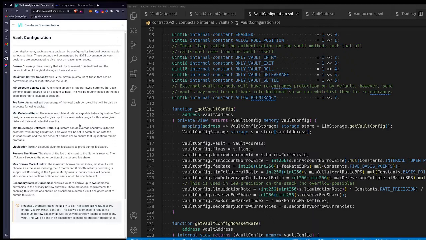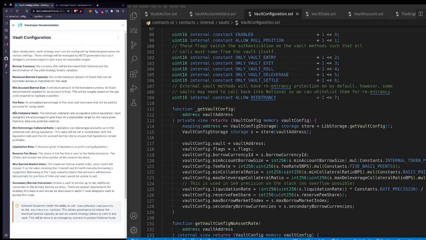When vaults borrow, they will borrow at the Notional market interest rates for a particular maturity, but they will also pay an additional fee, which will be an annualized percentage based on the total cash borrowed. That fee will be split between nToken holders, which are liquidity providers on Notional, as well as the Notional protocol itself, and that split will be defined by the reserve fee share. That's just a percentage.